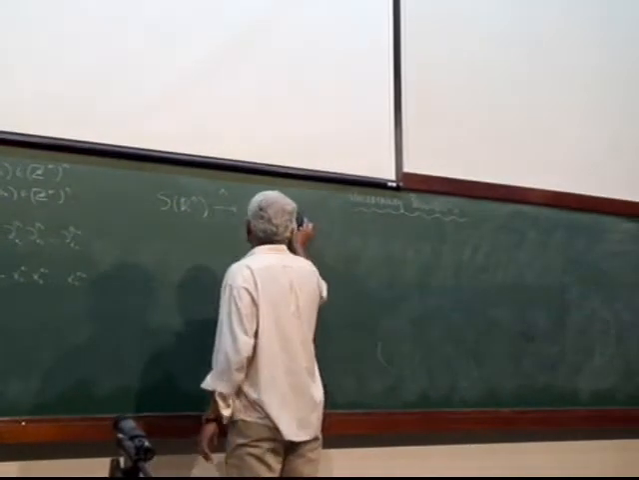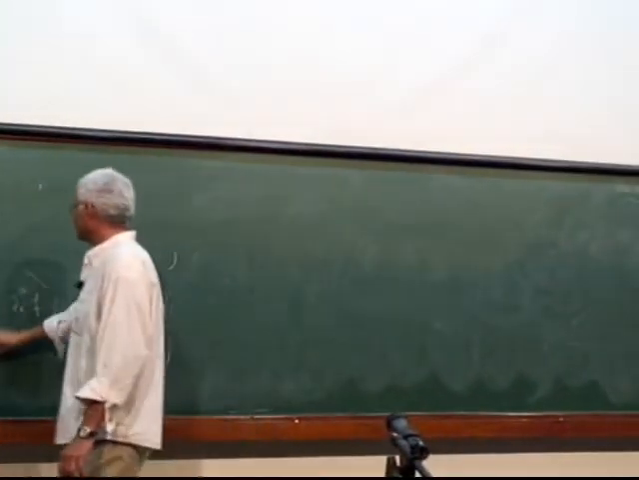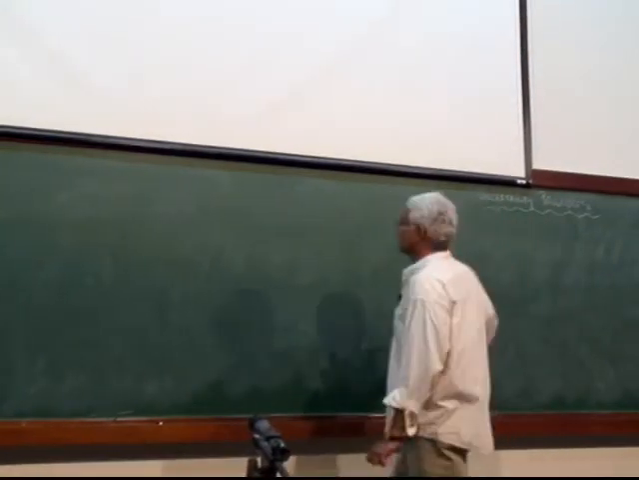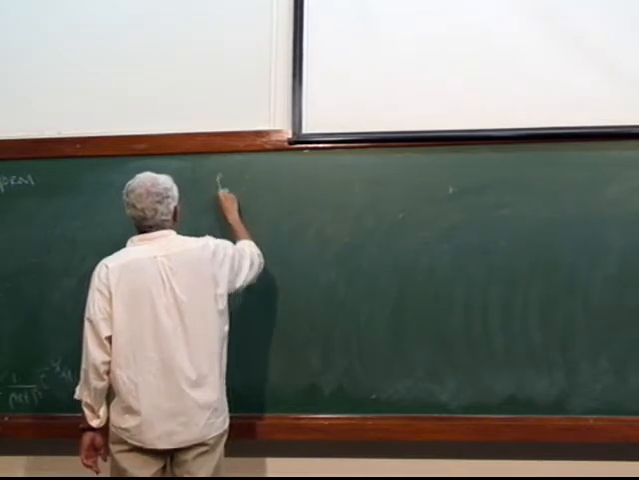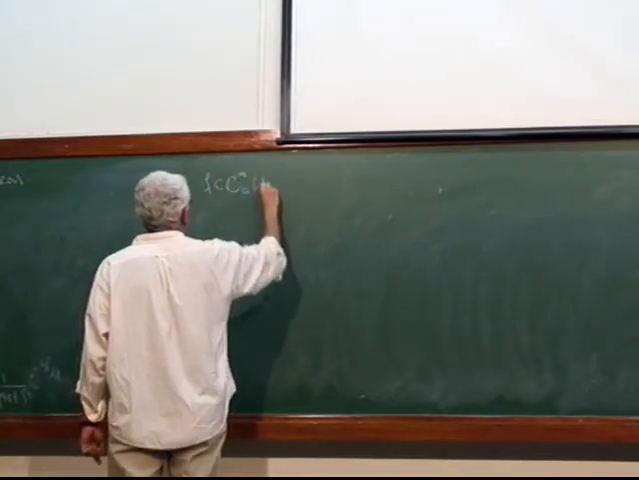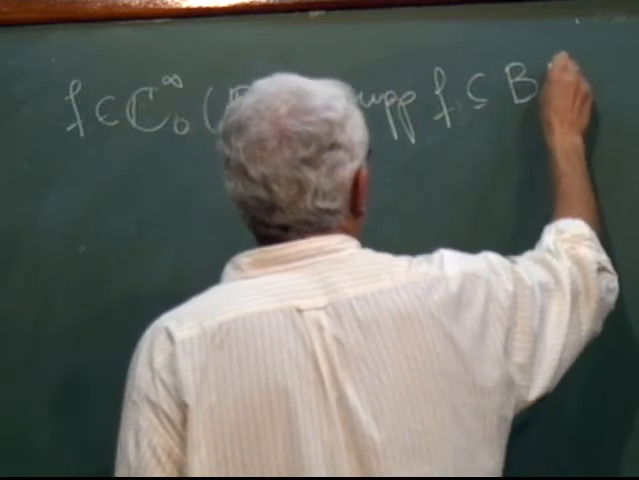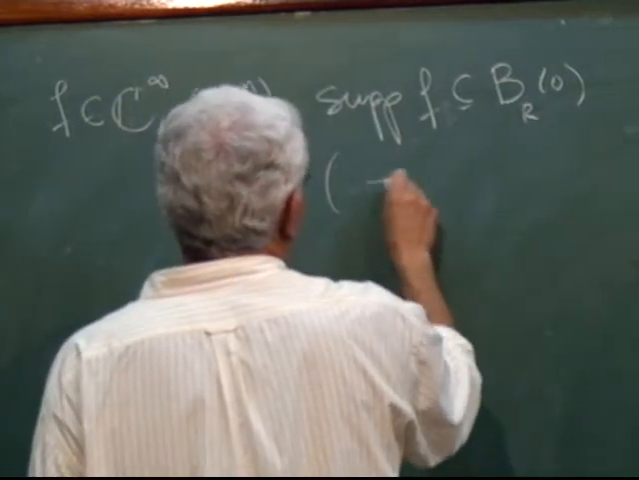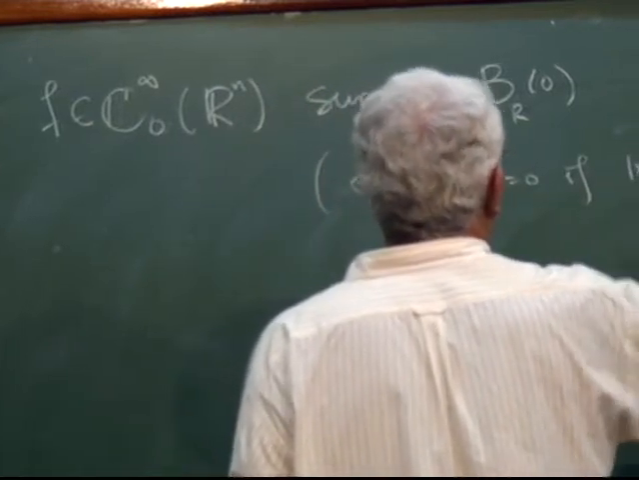Let's go and do one, let's go back. Before this, let's do a theorem that is an intermediate step. Theorem. Suppose f is C infinity with compact support. Suppose the support of f is contained in the ball of center 0 and radius r. This means that f of x is equal to 0 if the norm of x is larger than r. Okay?